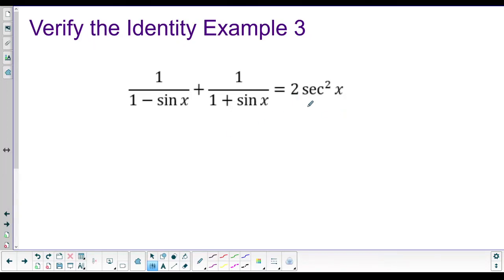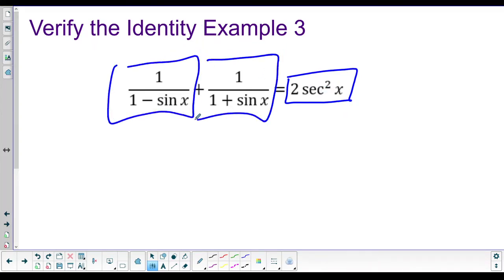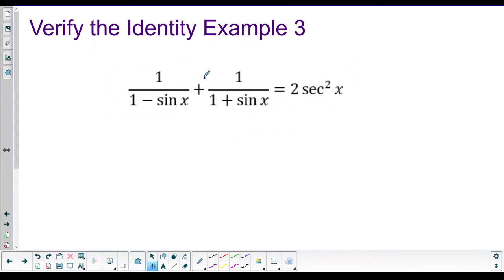All right. So the first thing I notice is that this thing is not a fraction, and I notice it's one thing, not 2 things being added together. So let's go ahead and just do the addition here. Okay. So if I want to add these, I have to have a common denominator. So we're going to multiply the top and bottom of this fraction by the denominator of this one. 1 plus sine, 1 plus sine.